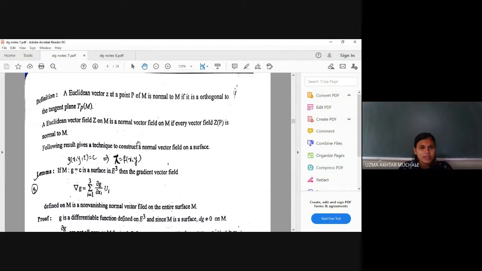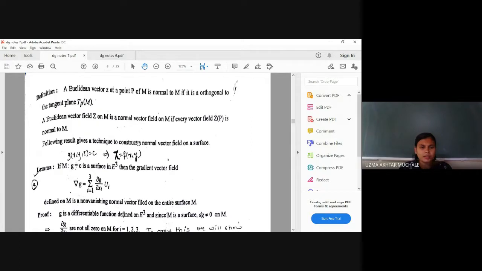A Euclidean vector field Z at a point P of a surface M is normal to the surface M if it is orthogonal to the tangent plane. This is the definition of the normal to the surface M. Normal to the surface means what? It is normal to every tangent vector on the surface M. So if I want to find a normal to the surface, it is equivalent to finding the normal to the tangent plane, correct? Right, first you have to find the tangent plane. So normal to the tangent plane will prove that it is normal to every tangent vector on the tangent plane.